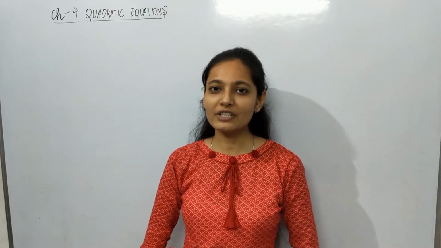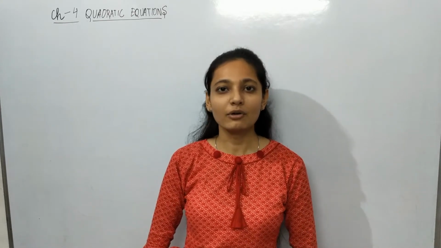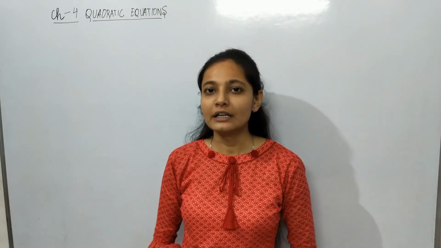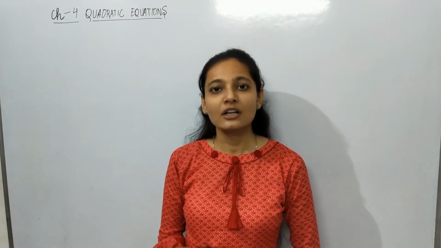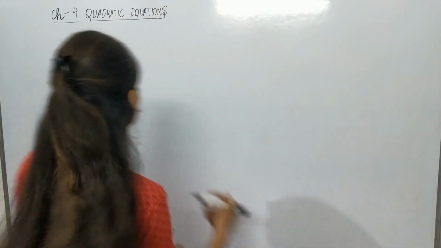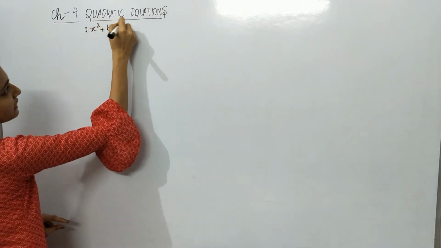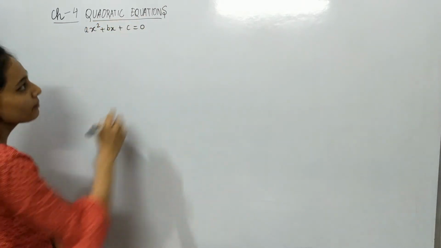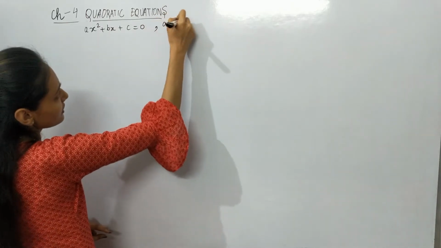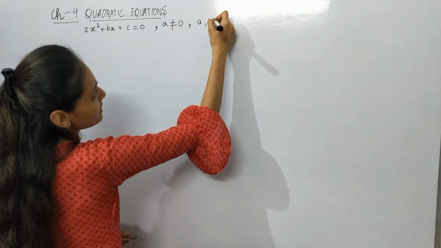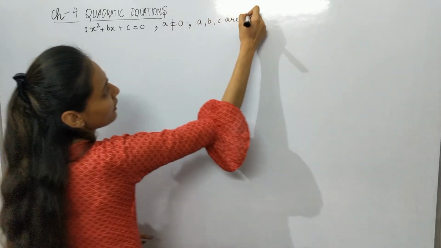Everyone. In the previous video, we started the chapter quadratic equations. Now we will continue that chapter further. In the previous video, we discussed the general form of a quadratic equation: ax square plus bx plus c is equal to 0. In this, a cannot be equal to 0, and a, b, c are real numbers.